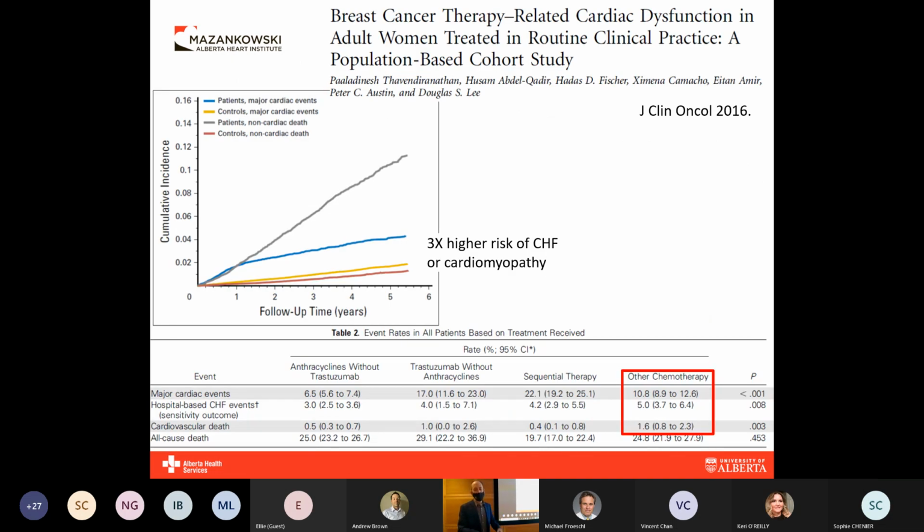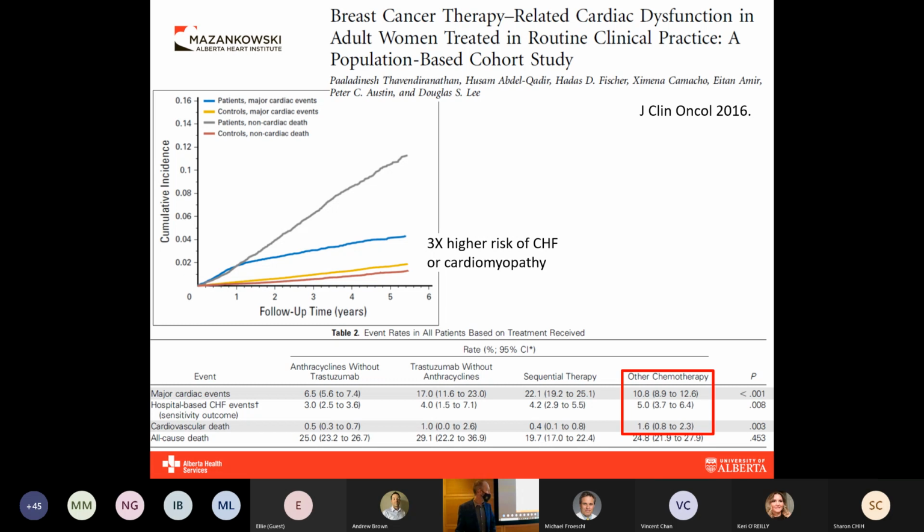So, given that breast cancer patients are receiving anthracycline and Trastuzumab, what is their actual risk of developing heart failure in the real world? This is some data from Ontario, which Dinesh Thavendiranathan in Toronto published 6 years ago now. And he showed that patients receiving these treatments had approximately a 3-times greater risk of developing heart failure or cardiomyopathy if you followed them out to 5 years, compared to patients who are not receiving these treatments.